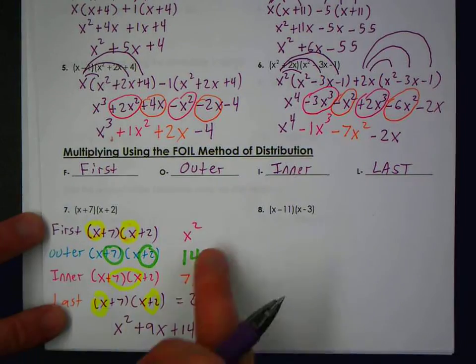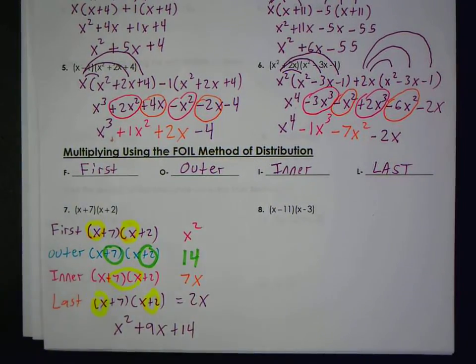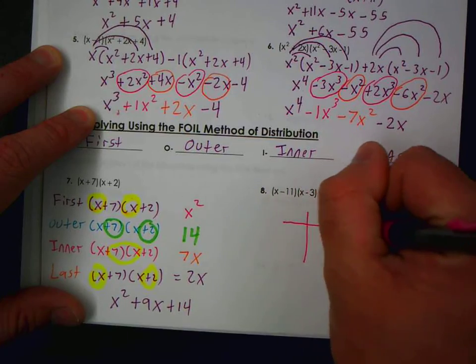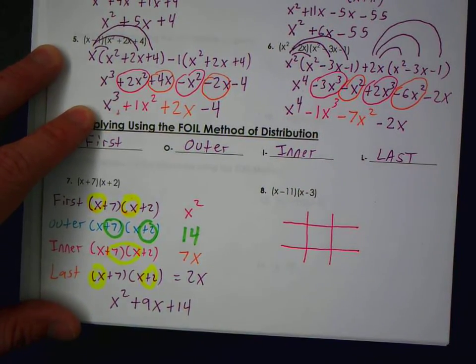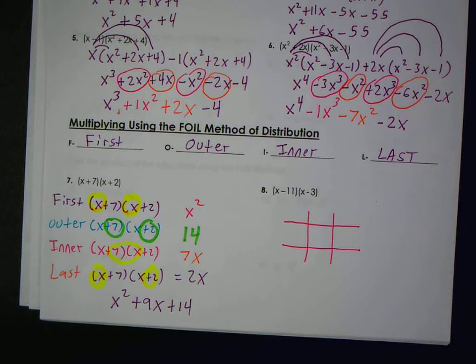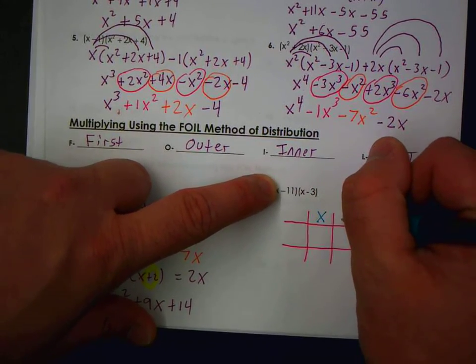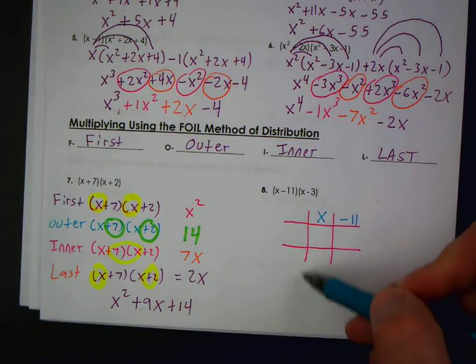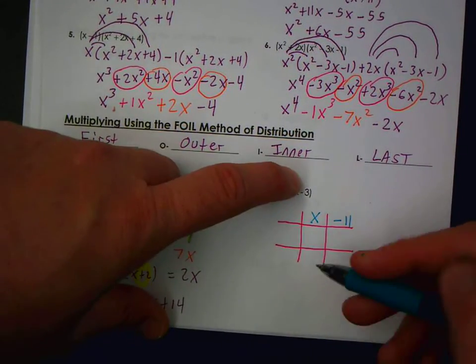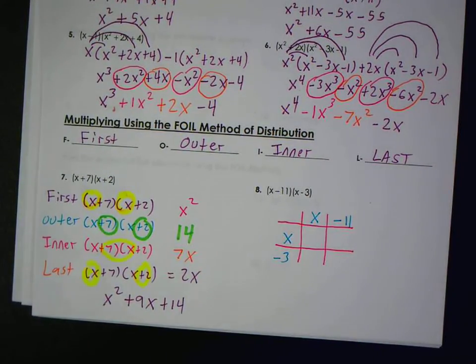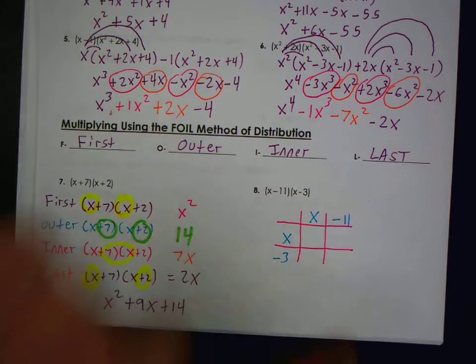Now, instead of FOIL on this, I'm going to show the way that I have noticed kids over the years have enjoyed more. It's kind of like tic-tac-toe. It kind of sounds like fun to play tic-tac-toe. What you do is it's just a table to help you organize your thoughts. So you pick one, like you could put x minus 11 there, or you could have done it down there, doesn't matter. And on the other one, you'll put the other one, x minus 3.